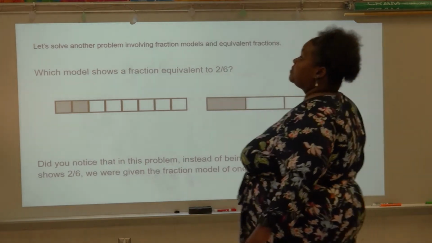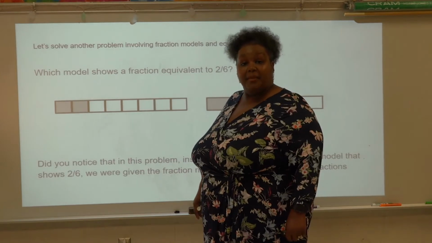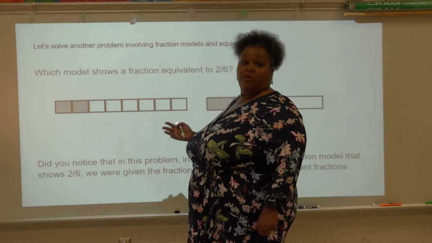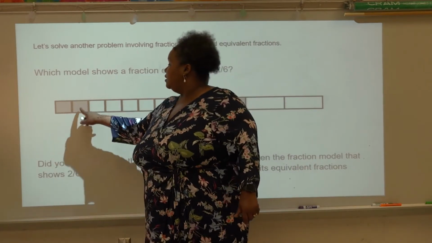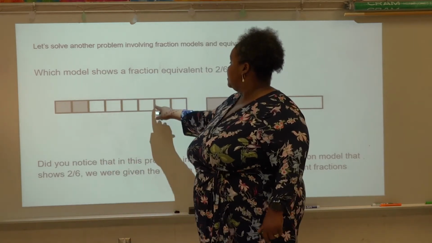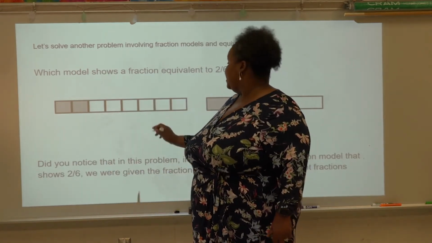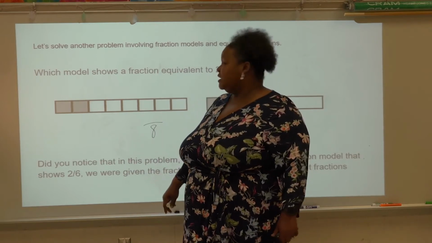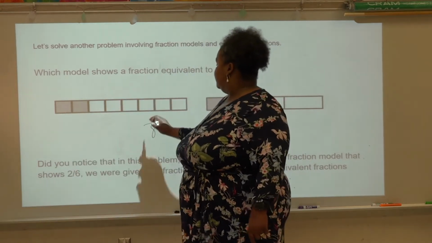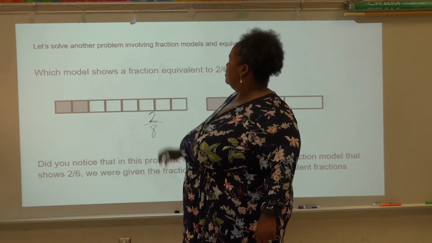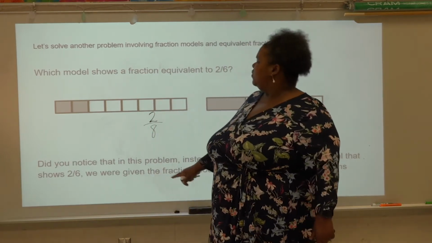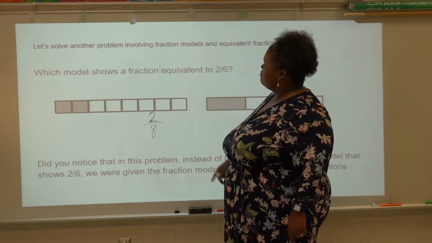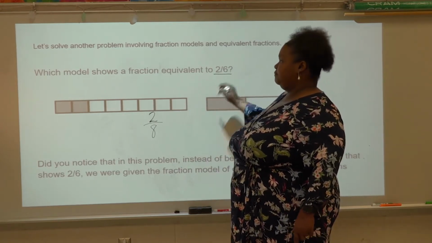I'm going to my first model and I'm going to find my denominator. That's how many equal parts in all? 1, 2, 3, 4, 5, 6, 7, 8. I see 8. To find the numerator, how many are shaded? 1, 2. So my first model shows 2/8. Well, I'm looking for 2/6.